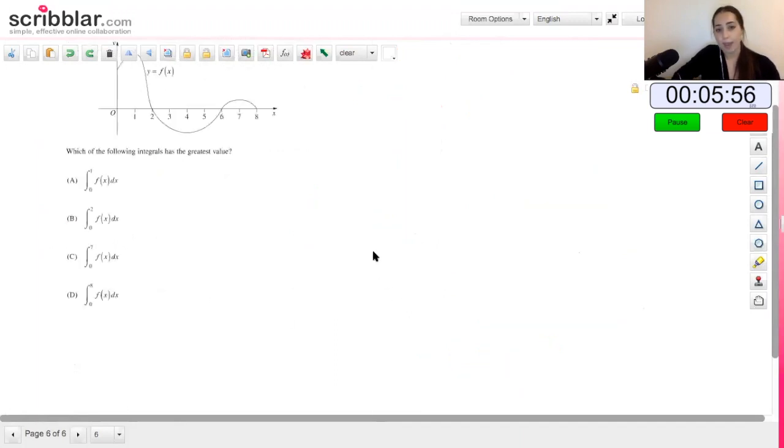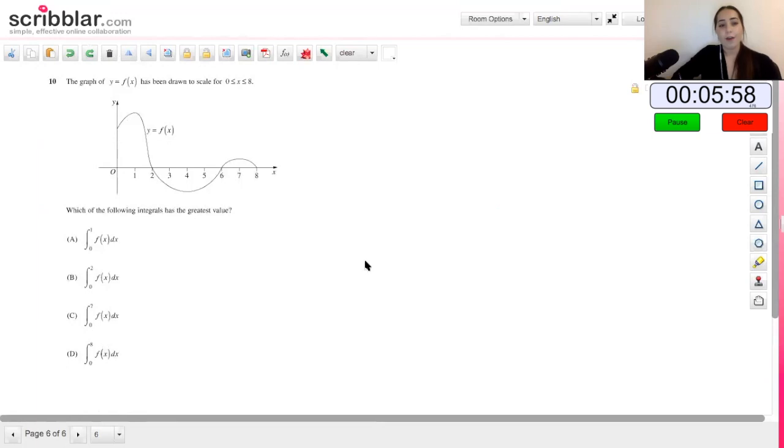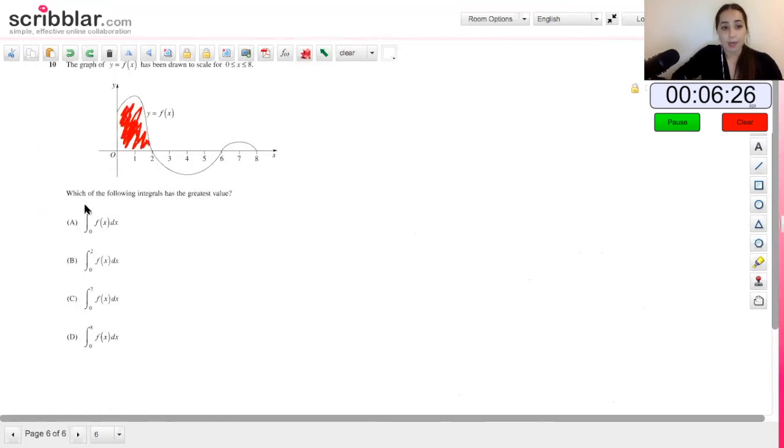Finally, question 10. The graph of y equals f of x has been drawn to scale. Which of the following integrals has the greatest value? You know when integrating, you're finding the area. So the greatest value is basically going to be the most positive area. Option A states between 1 and 0, which is roughly this area over here. Option B states between 0 and 2, which is roughly this shaded region over here, definitely larger than A, so we can rule out A.